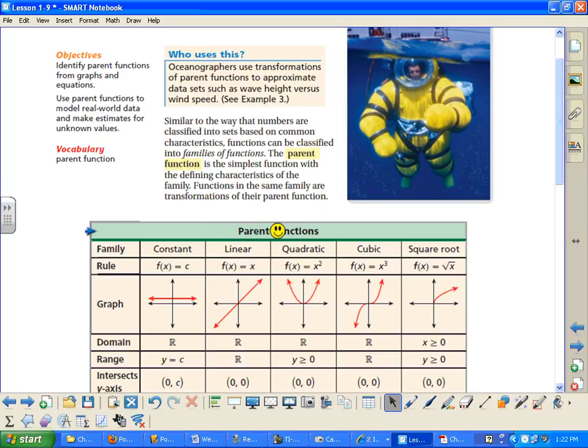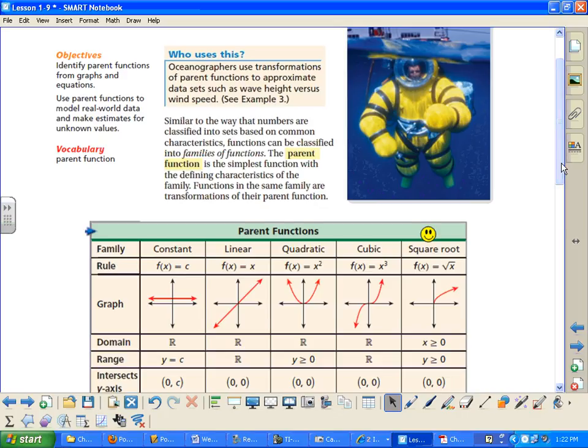And the quadratic parent function is x squared. Everybody knows what that looks like. And the cubic function, x cubed, and the square root. So these are all the parent functions. They're the most basic of all of them. Now for all of those, you can add 5 to them. You could divide by 3. You can multiply by 7. But the main thing is what the parent function is.